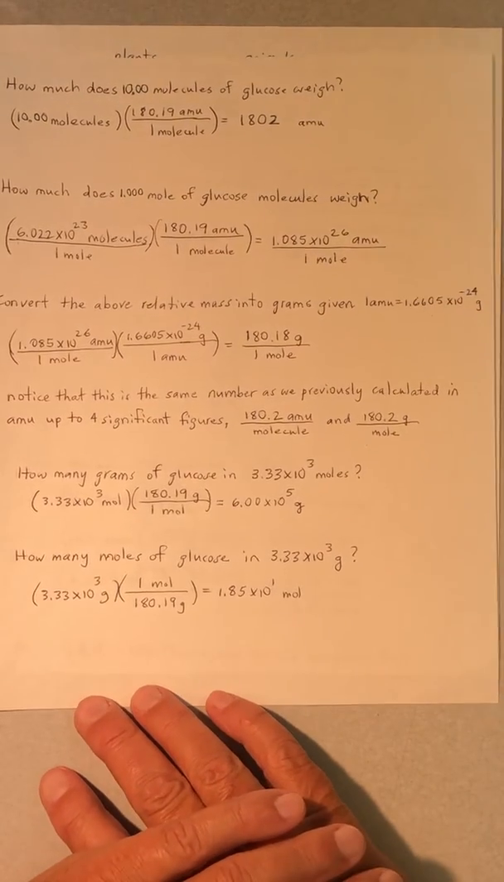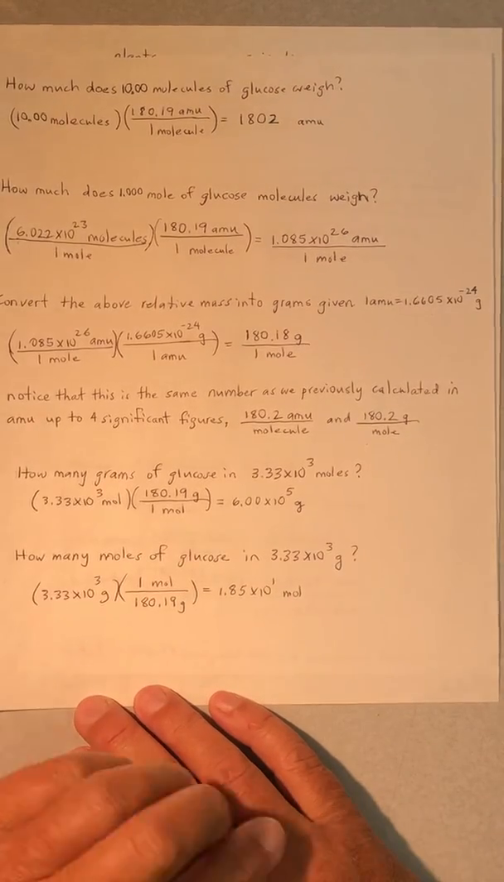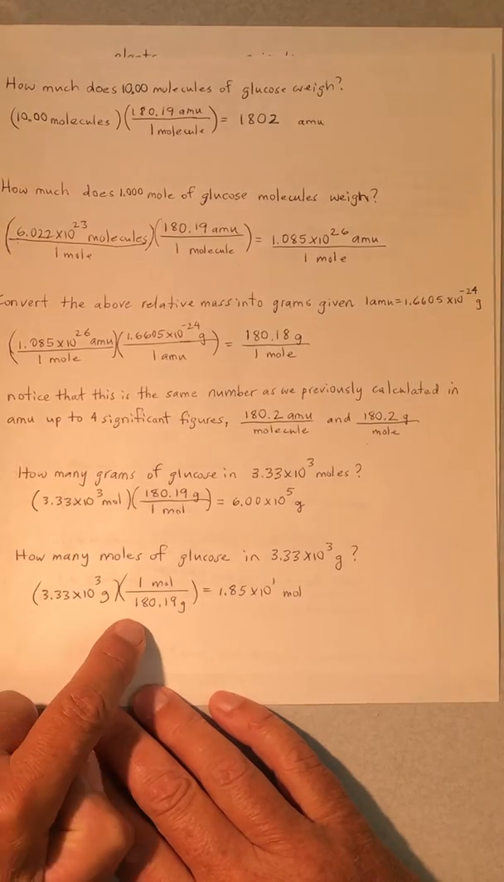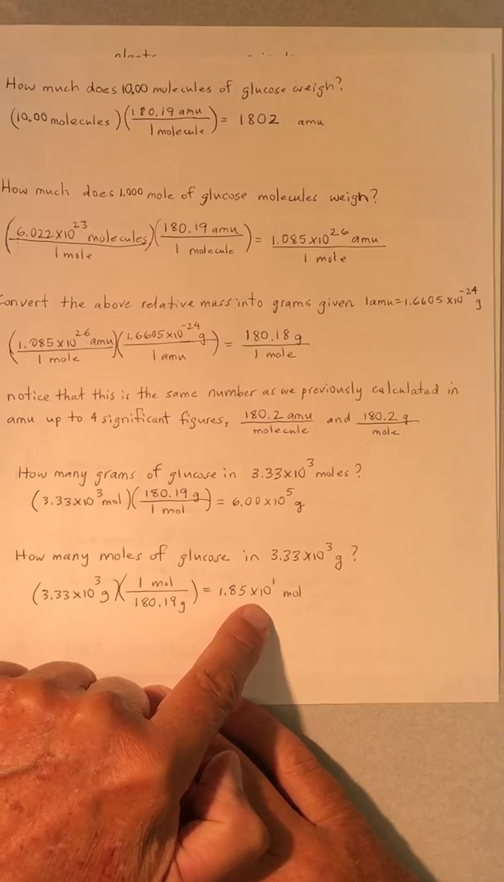Then how many moles of glucose do we have in that number, but in terms of grams? So I start off with that many grams, and I want to convert it into moles, so I get the conversion factor between grams and mole. So you can see I get that many moles.